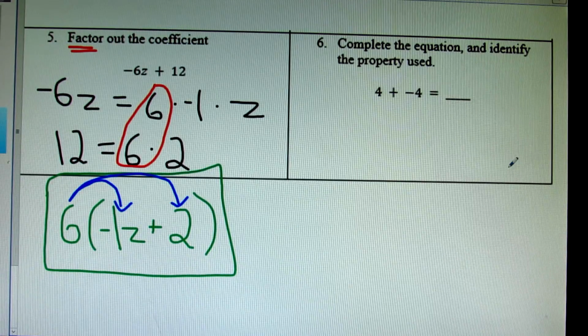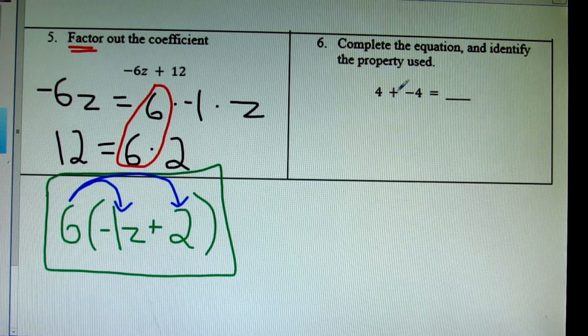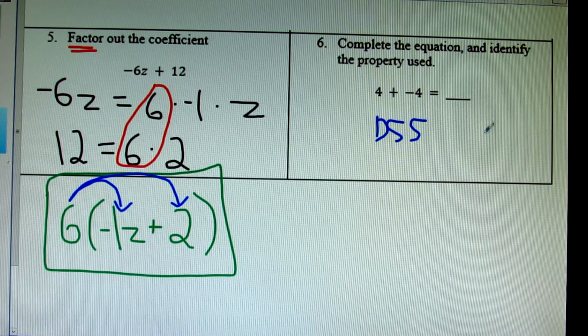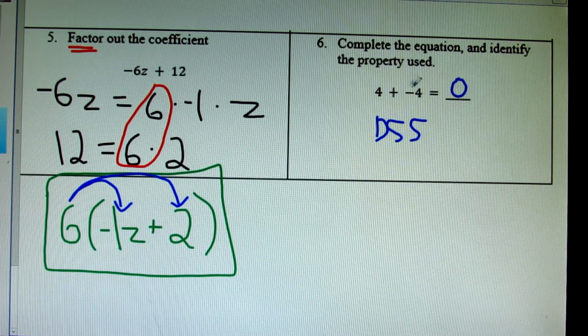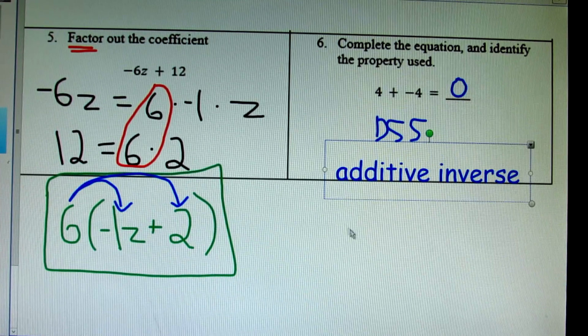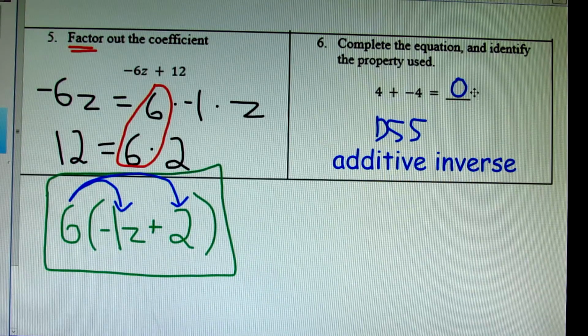Good. And lastly, number 6, complete the equation and identify the property used. 4 plus negative 4. If you're using your rules, you got it, Lena. That's different sign subtract. So 4 minus 4 is actually going to get you a 0. Now, does that mean this is the 0 property? No. I'm adding the opposite. That is the additive inverse. I'm going to type this one because my handwriting's not great on this smartboard. Alright, additive inverse. I'm adding the opposite and I'm getting 0.